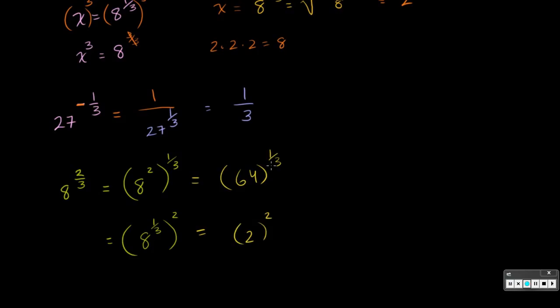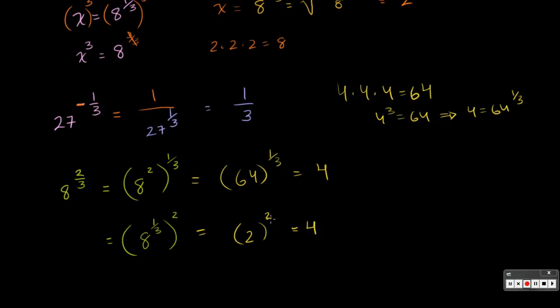Now what is 64 to the 1/3? What times itself 3 times is equal to 64? Well, 4 times 4 times 4 is equal to 64. Or 4 to the 3rd is equal to 64, which means that 4 is equal to 64 to the 1/3. So this is equal to 4. And, lucky for us, 2 squared is also equal to 4. So it doesn't matter which way you do it. You could take the square and then the 3rd root, or you could take the 3rd root and then square it. You're going to get the exact same answer.